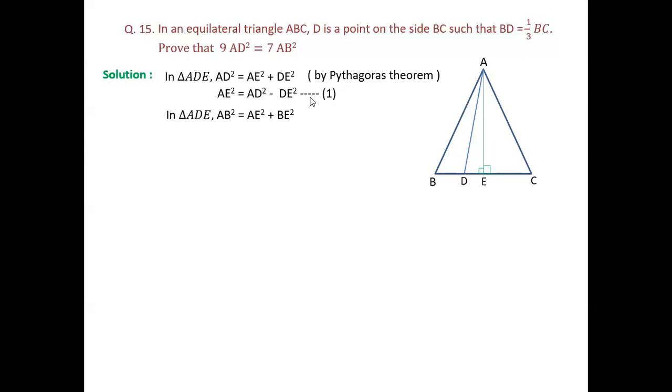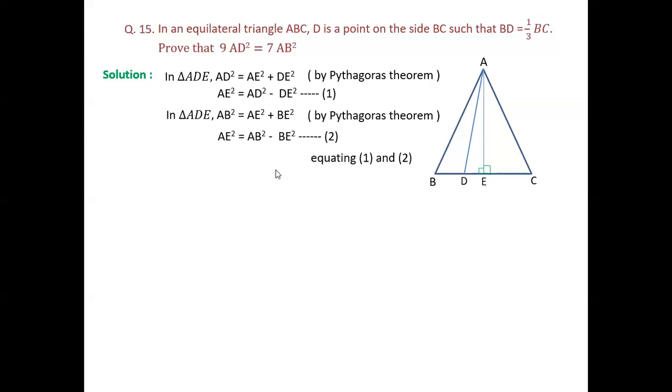Now, take triangle ADB. In ADB, AB square is equal to AE square plus BE square. Take BE to the left, it becomes AE square is equal to AB square minus BE square, and number this as the second equation. Now if you see the two equations, this is also AE square, this is also AE square, that means these two should be equal.